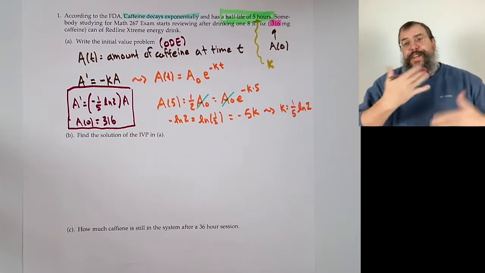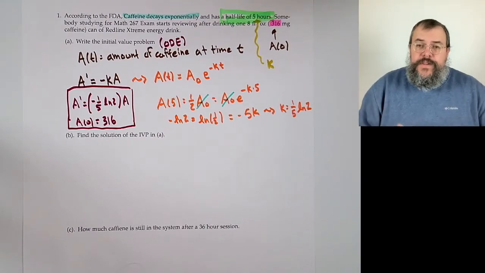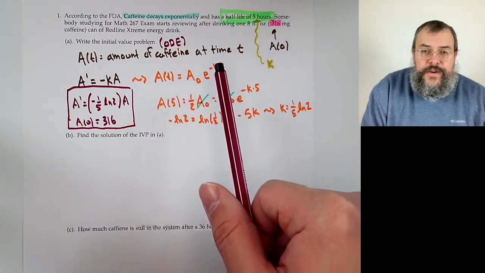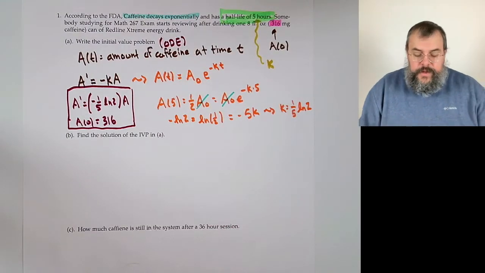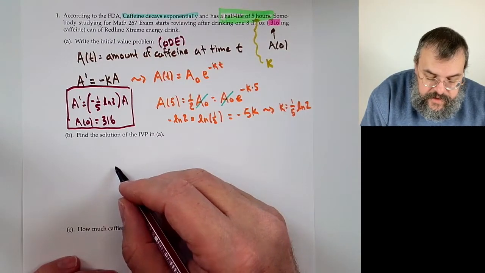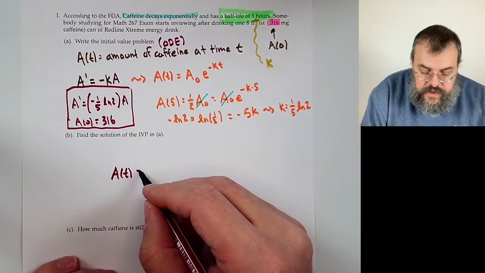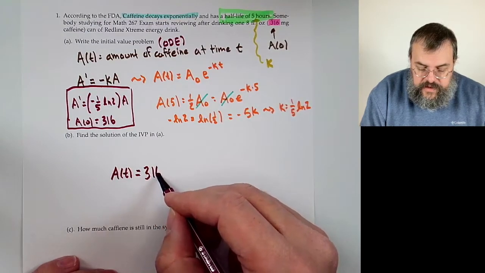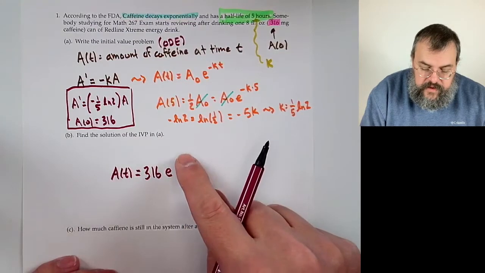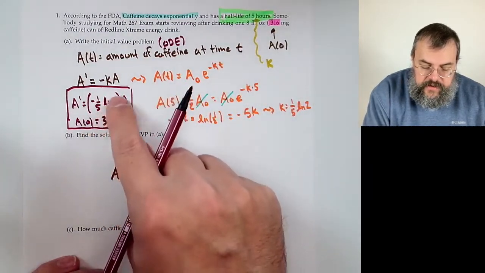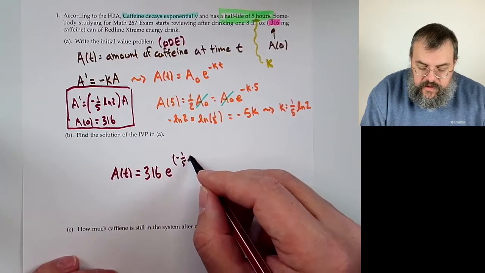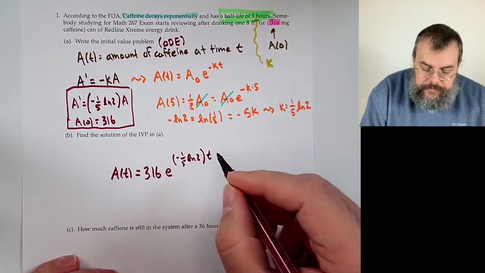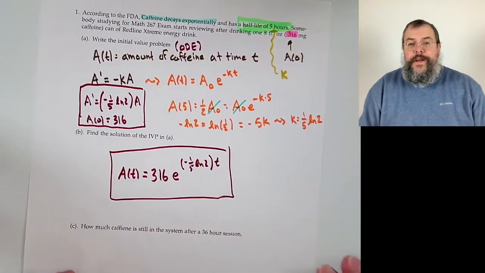Now for part B, we actually did most of the work for part B in part A. Part B says, well, what's the solution? Well, we actually have the solution here. We just need to know A0. Well, we know that. We need to know k. Well, we know that. So we don't have to put a lot of thought into it, and we do have to write it down. So we get our solution. The amount of caffeine at time t is 316, our time 0, times e to the minus k, that's minus 1/5 log 2, times t. Okay. Well, that was pretty quick.